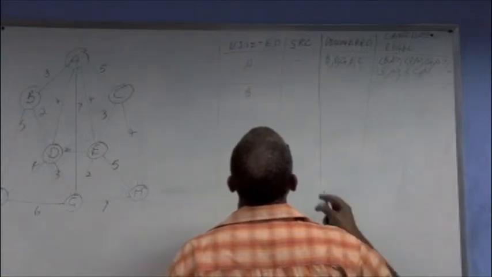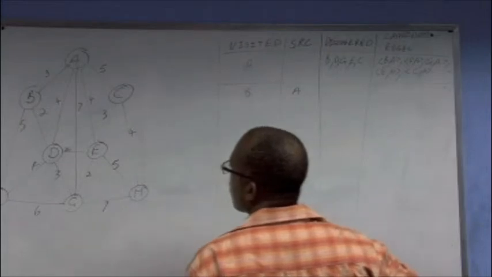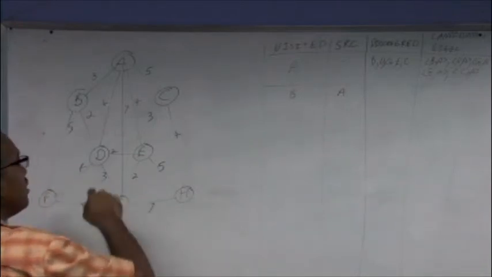So from B, source is A, you can discover from B. Because we can only visit a node once, we don't rediscover nodes that have been visited. So we can discover F and D.